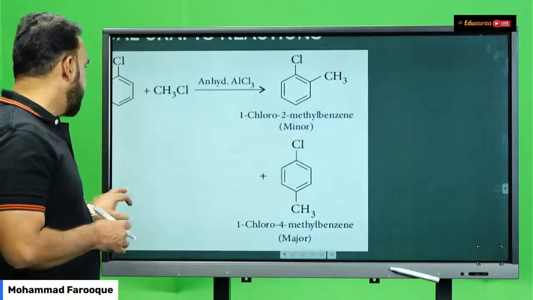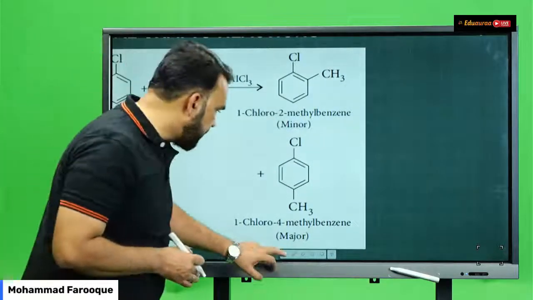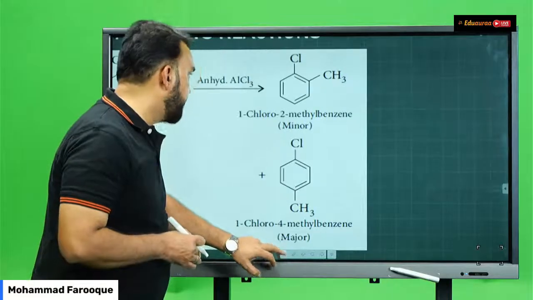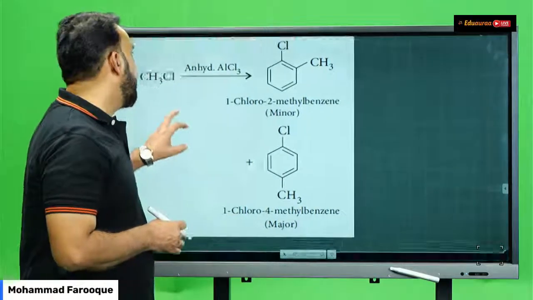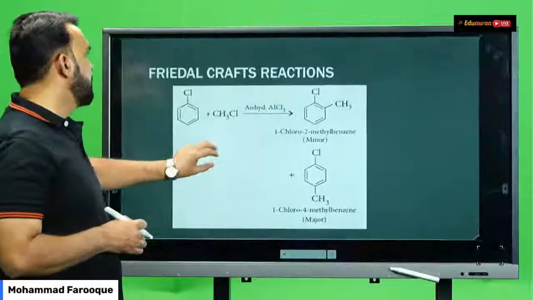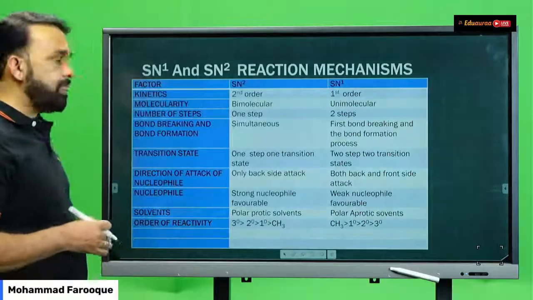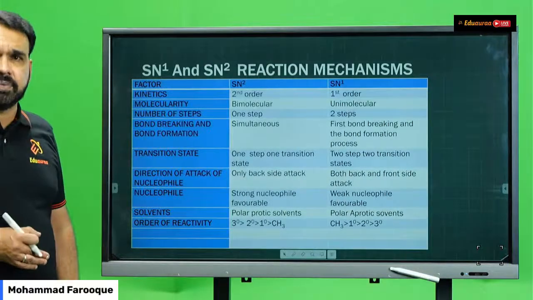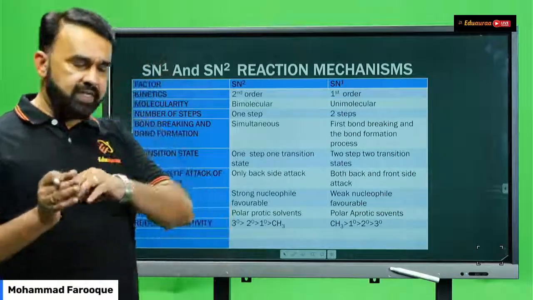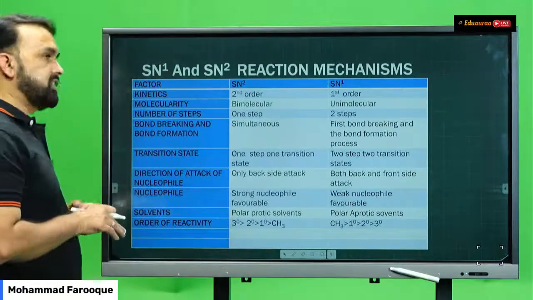Fine, students. So here we see that the product keeps on changing as we move further. Now, nucleophilic substitution reactions, what you study, let us quickly revise, is SN1 and SN2 reactions, students, right?